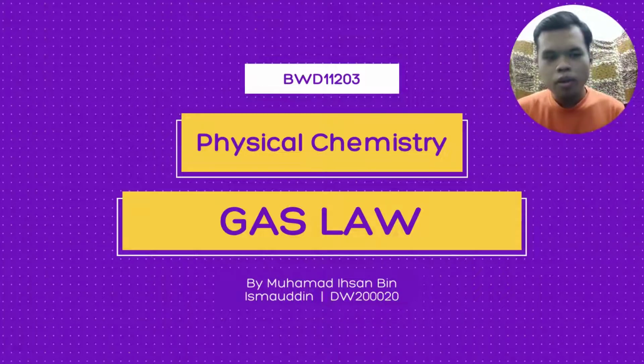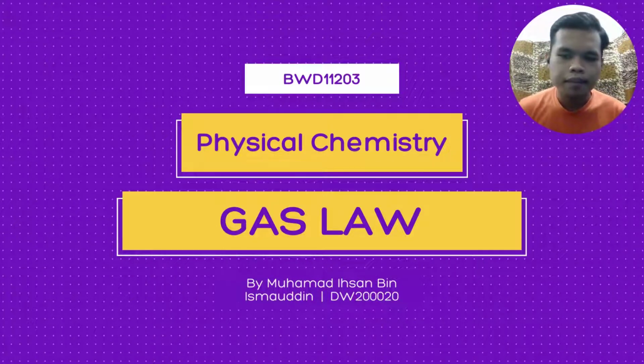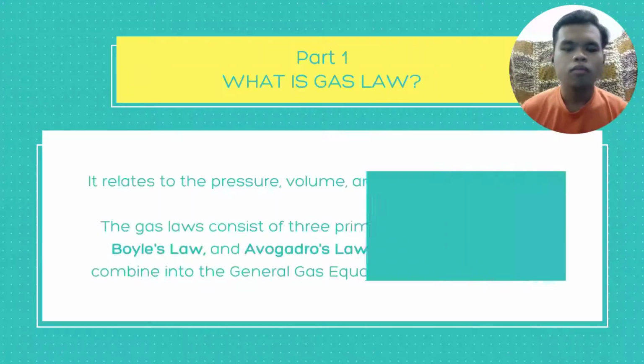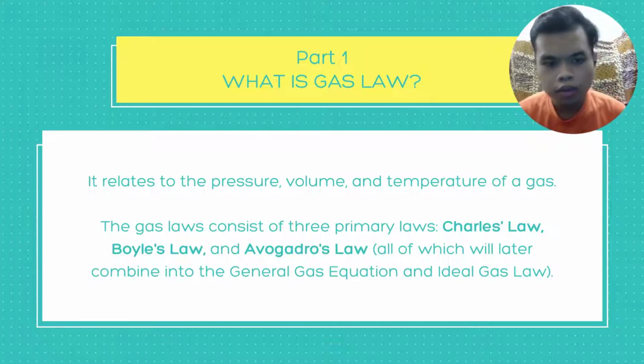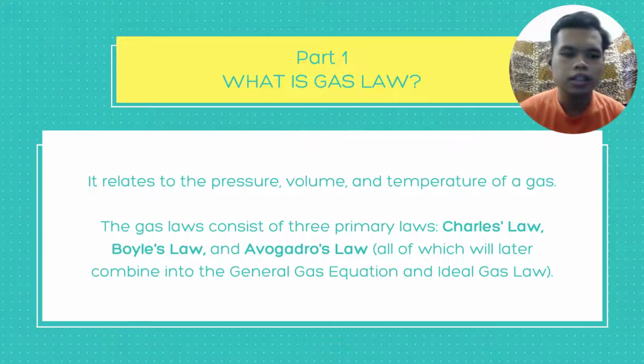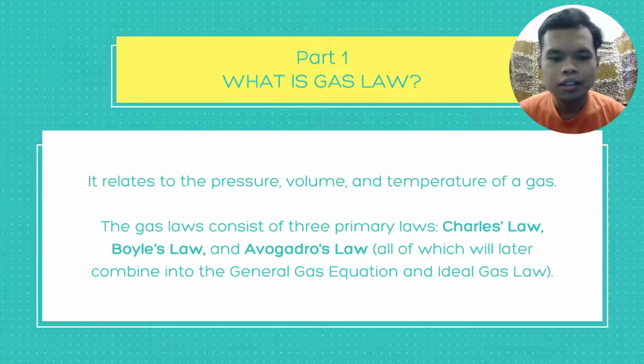My metric number is DW200020. Today I will talk about how COVID-19 spreads rapidly in an aircraft cabin, with the appropriate gas laws. First of all, what is gas flow? Gas flow relates to the pressure, volume, and temperature of gas. The gas laws consist of three primary laws, which are Charles' law, Boyle's law, and Avogadro's law.